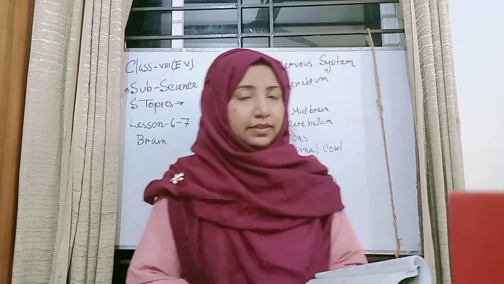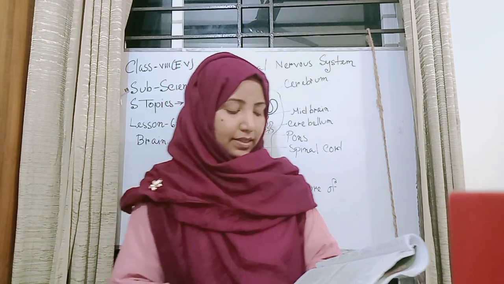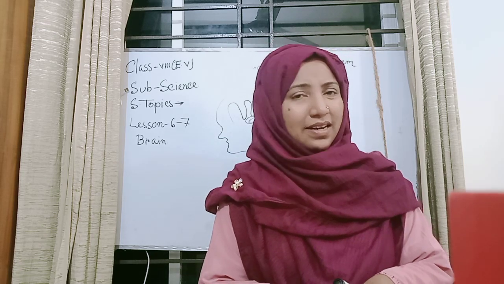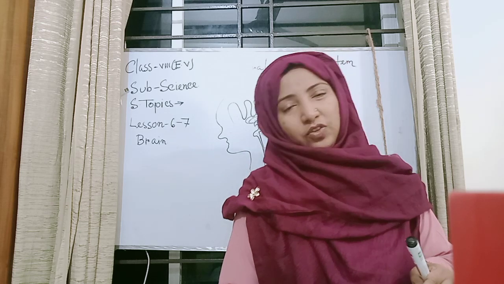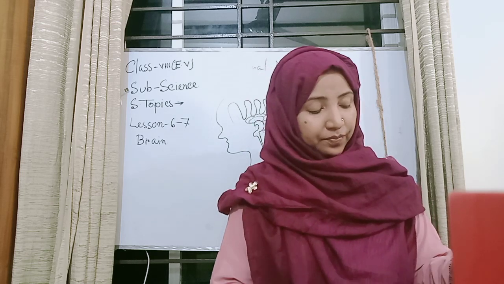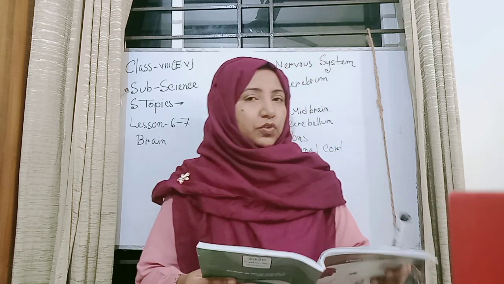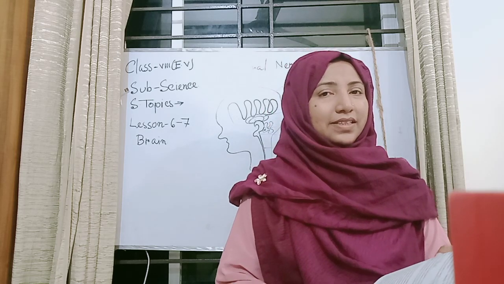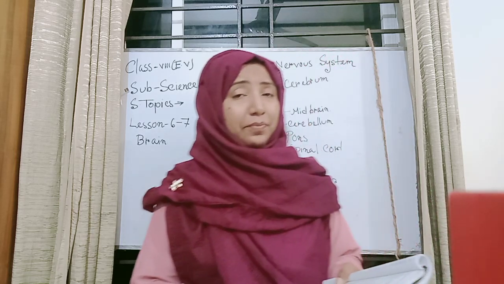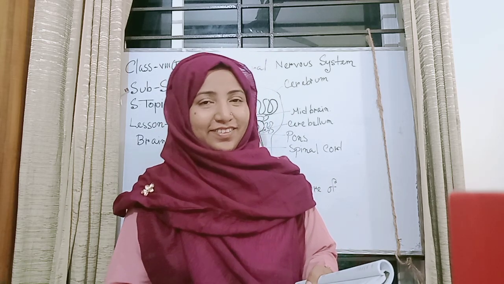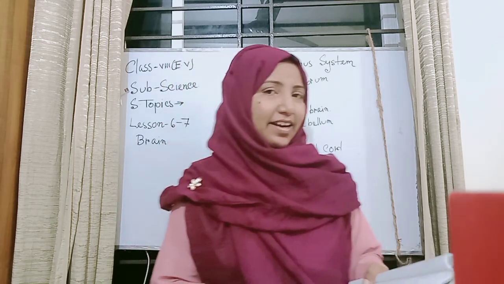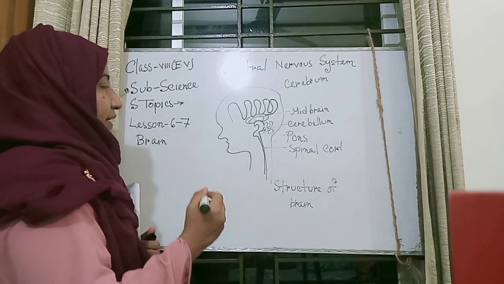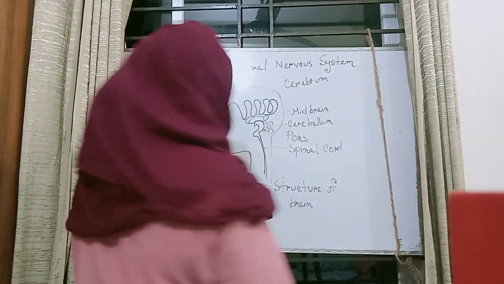In the previous class we also explained the nervous system. The main structure of the nervous system is the neuron. Today we are going to select our next topic, lessons 6 to 7: the brain. The brain is basically the central nervous system. Today I have drawn a figure of the human brain.